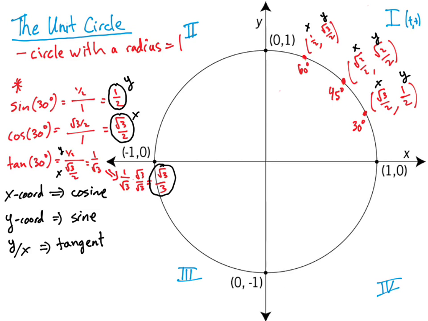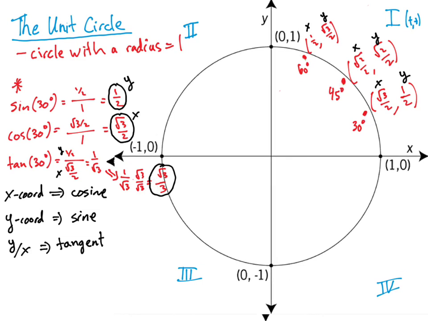In quadrant 2, any value in this quadrant is going to have a negative x-coordinate and a positive y-coordinate. In quadrant 3, both coordinates are negative. In quadrant 4, the x is positive and the y is negative.